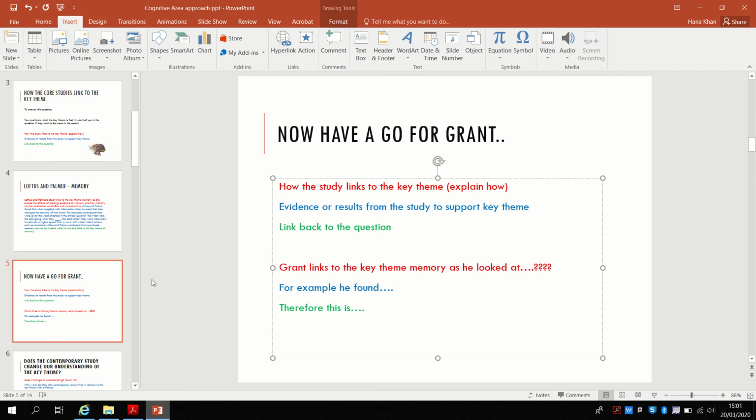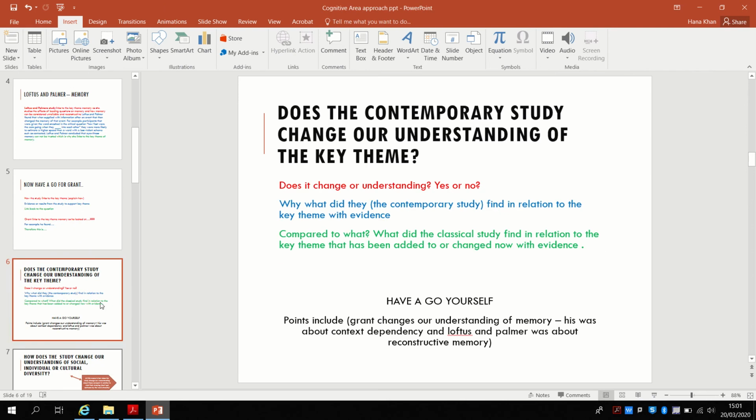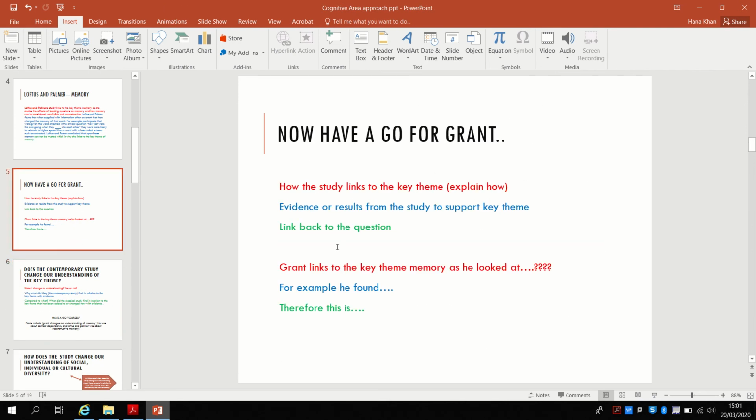Okay, so hopefully you paused and you've done how Grant changes our understanding. It'd be something very similar to the lines of Grant links to the key theme as he looked at context-dependent memory. For example, he found, and then tell me what he found in relation to context-dependent memory and kind of results of those in a context-dependent situation compared to those who weren't in a context similar situation. Therefore, this is why he links.